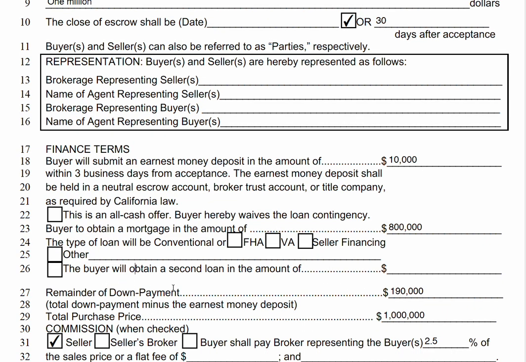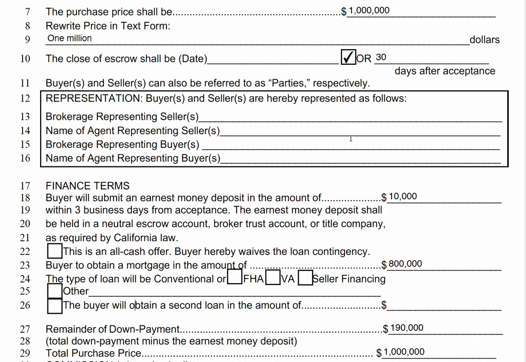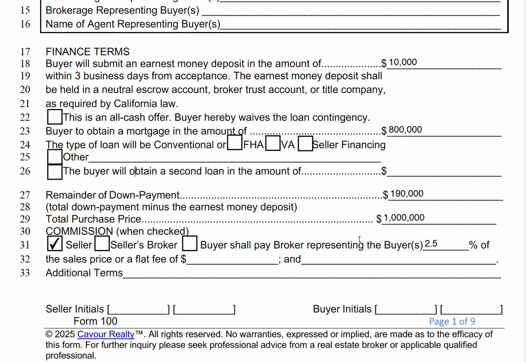Now, remainder down payment, and it tells you here, it's the total down payment minus the earnest money deposit. $200,000 minus the $10,000, and we put $190,000 there. All these numbers here should add up to the purchase price. It's that simple. You can just add up these numbers, and it should equal the purchase price. Same number as here, and balance out. That's how you can double check your math.